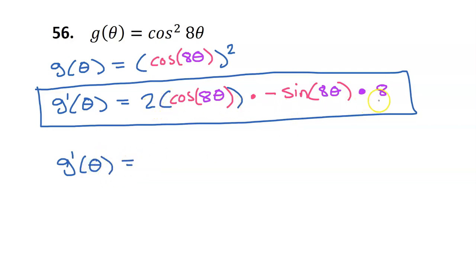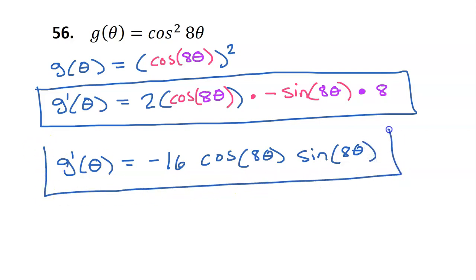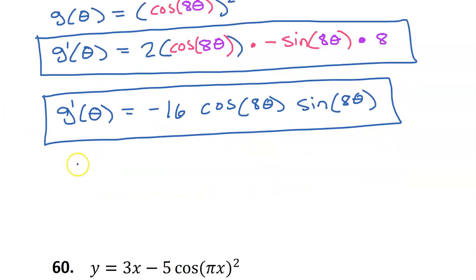So we've got 2 times 8, that's 16. See the negative there, so that'll be negative 16. What else? Then we've got cosine 8 theta and sine 8 theta. So this is a simplified version of the answer. I almost missed it, you guys, but there is another version of this answer that you are likely to see on a multiple choice question.